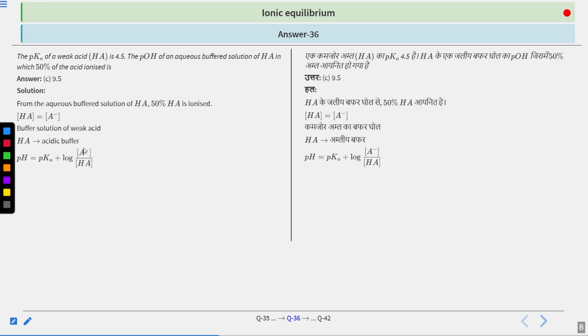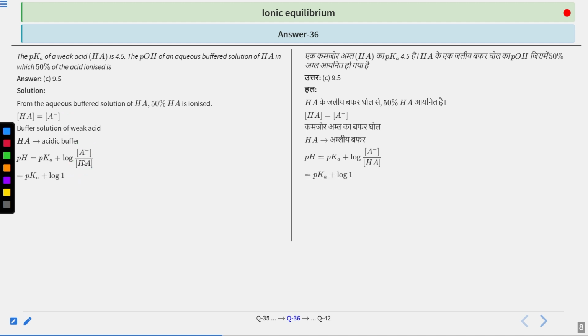So what will be the pH? pH will be pKa plus log A minus by HA. Right? So the concentration of A minus is equal to HA because it is 50% ionized. We have calculated it earlier, because half of this is dissociated. So what else will be the concentration of HA? That would be the concentration of A minus as well.